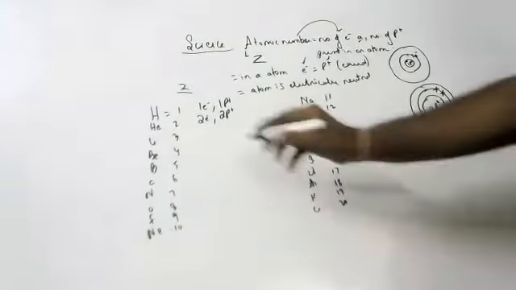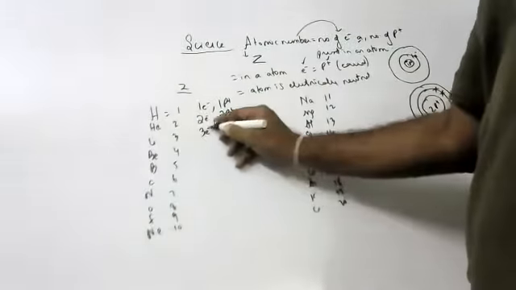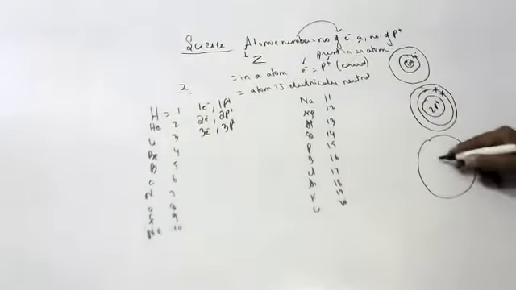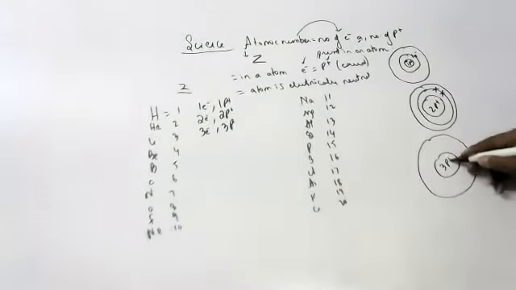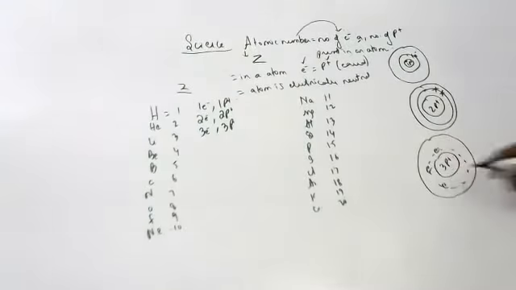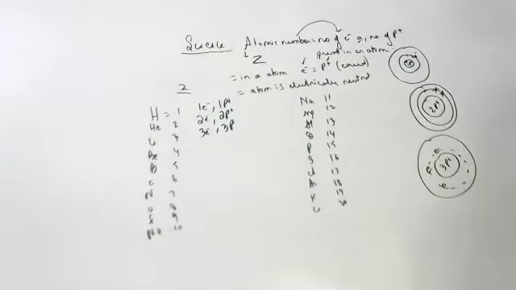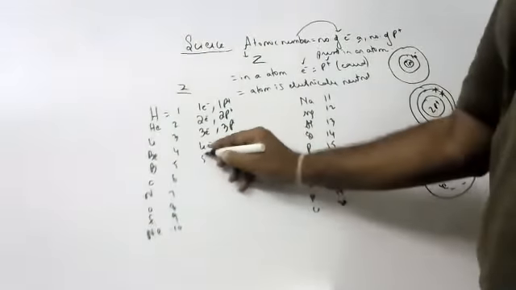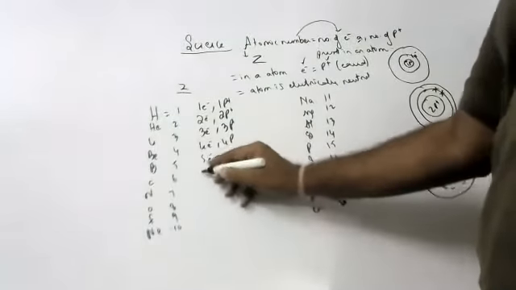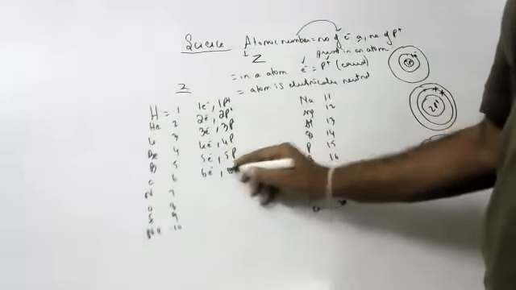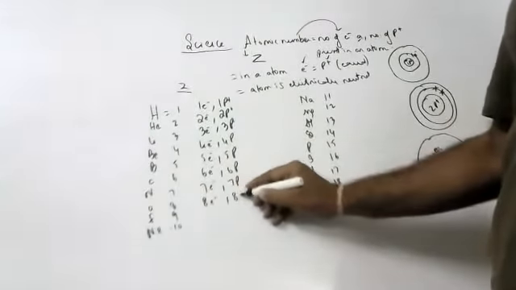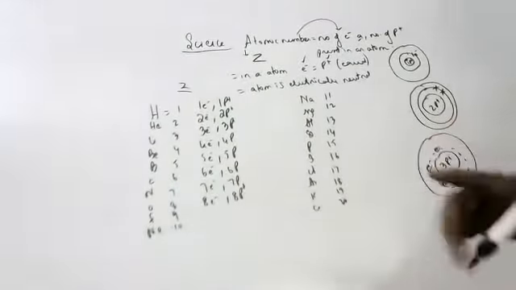Lithium atomic number 3. What does it mean, children? It has three electrons and three protons. After this, I won't draw. Inside the nucleus, three protons are there, and outside the nucleus, three electrons are there. So, beryllium 4, what does it mean? Four electrons, four protons. Five electrons, five protons. Six electrons, six protons. Seven electrons, seven protons. Eight electrons, eight protons. Atomic number represents the number of electrons or protons.